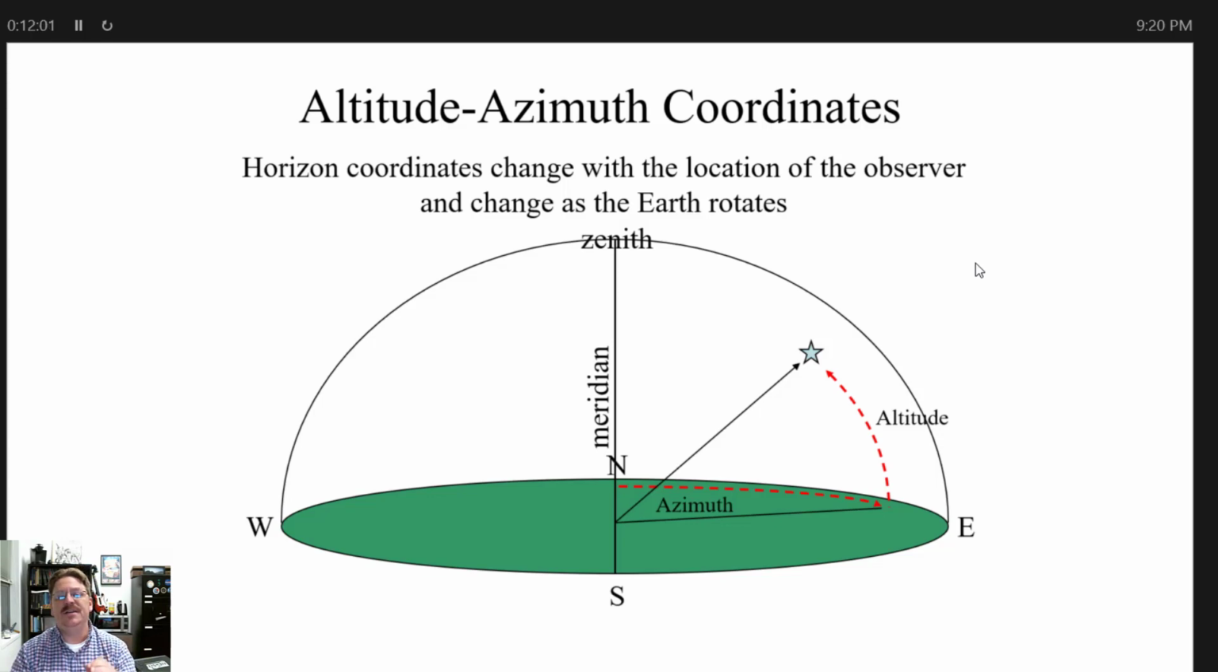So the meridian is the line, technically speaking, from north through zenith down to the south, and again, it is the point where a star is going to be as high up as it gets, where you're looking through the least amount of atmosphere that you will throughout the course of the night.